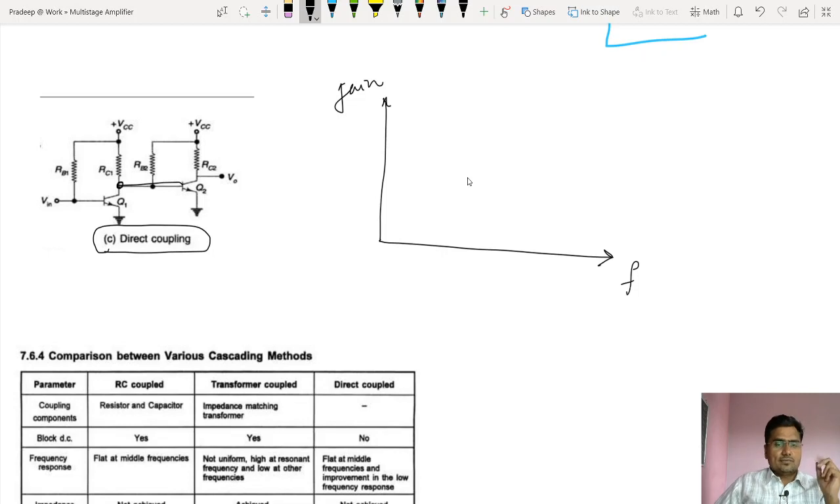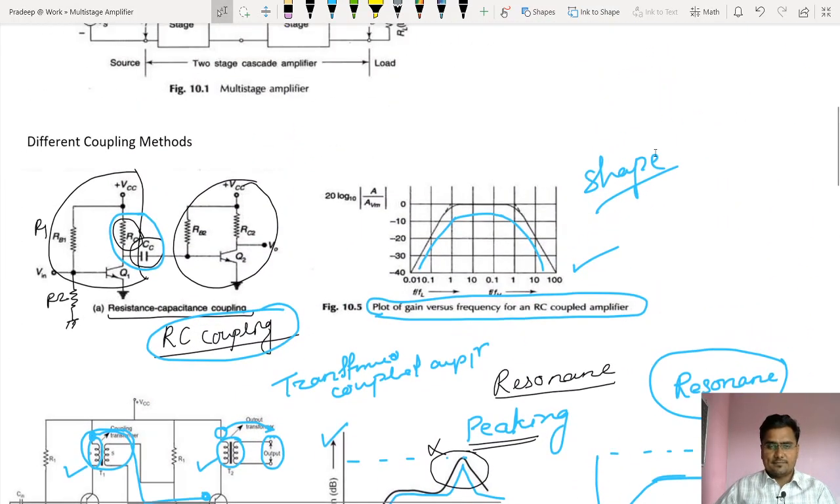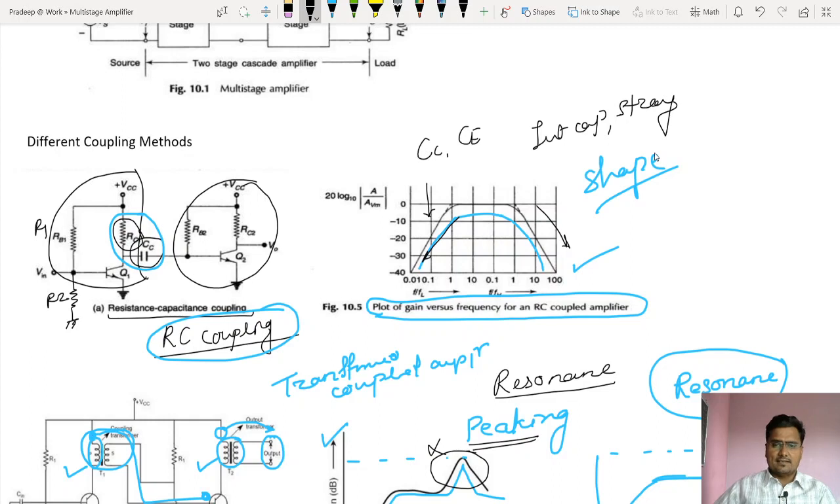We have studied the frequency response of a single stage RC coupled amplifier, and by that we know gain decreases at lower frequencies because of the coupling capacitor and bypass capacitor. Gain decreases at higher frequencies because of internal capacitance and stray capacitance. So at lower frequencies those are responsible, at higher frequencies those are responsible, and both are there in an RC coupled amplifier.